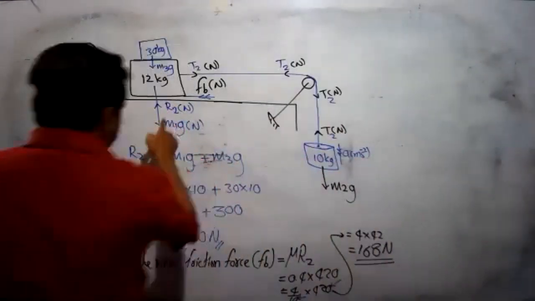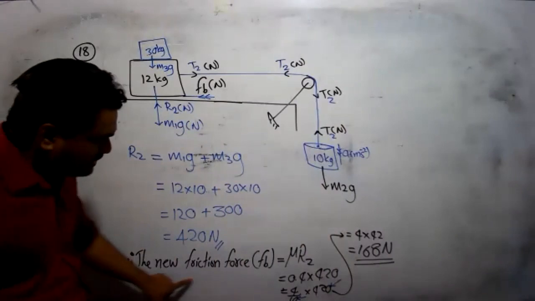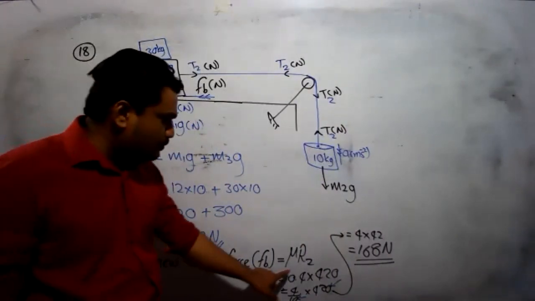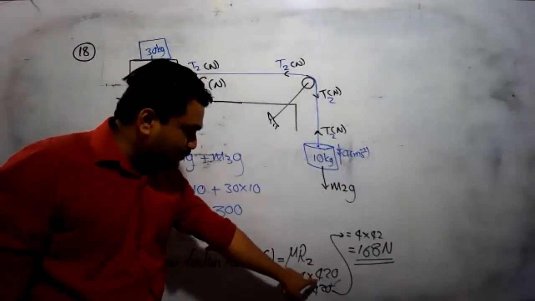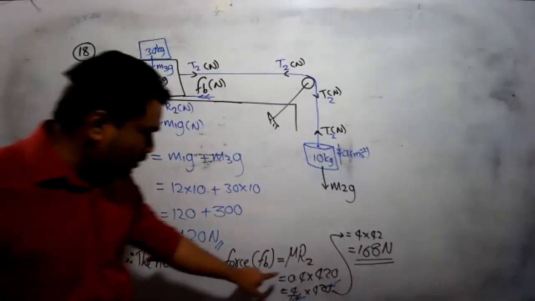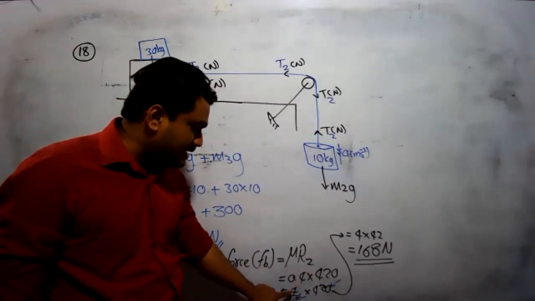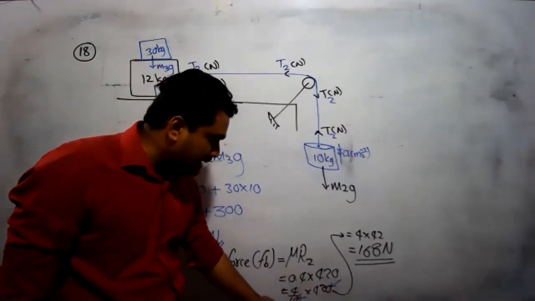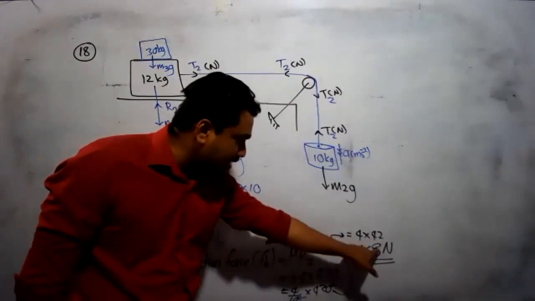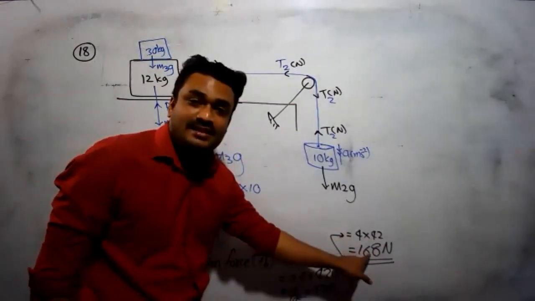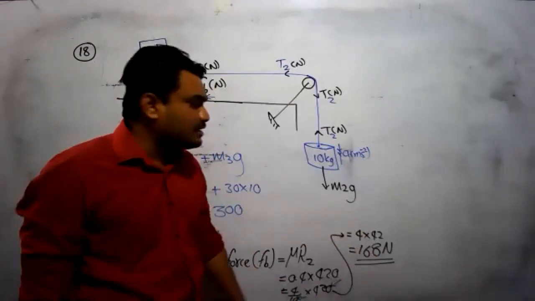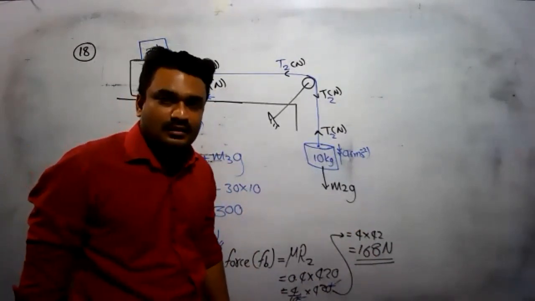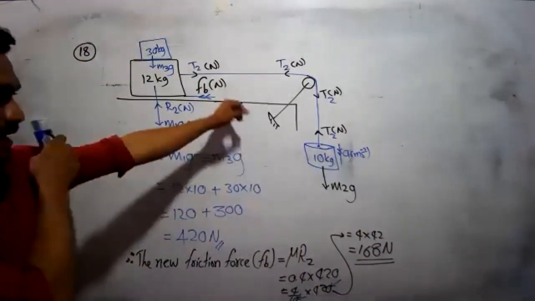As R is changed, the new friction force can be calculated by using the new friction force equals mu R2. R2 is 420, we found it. Mu is 0.4, which can be written as 4 over 10. So this 0 and this 0 cancel out. Then 4 times 2 is 8, 4 times 42 is 168. What was the earlier friction force? 48 Newtons, sir. Yes, thank you.